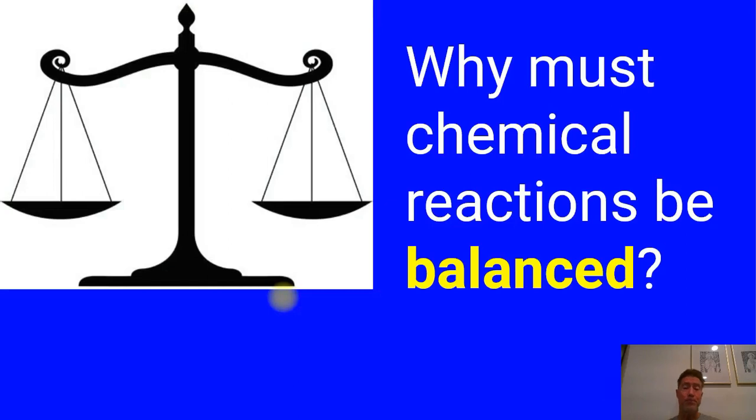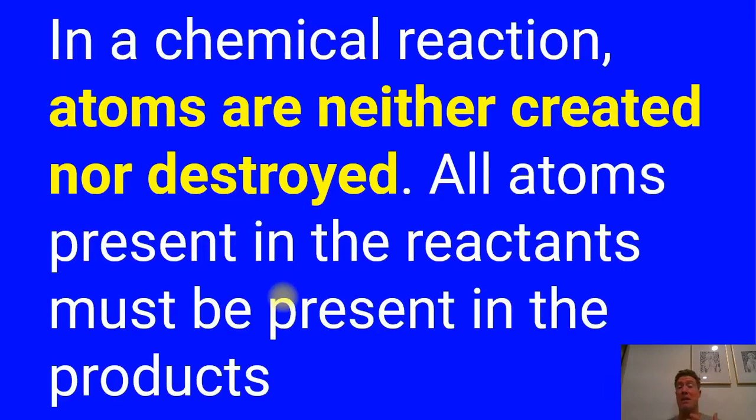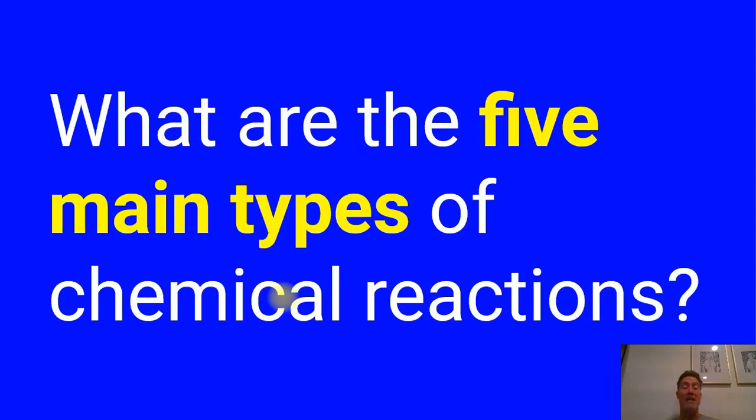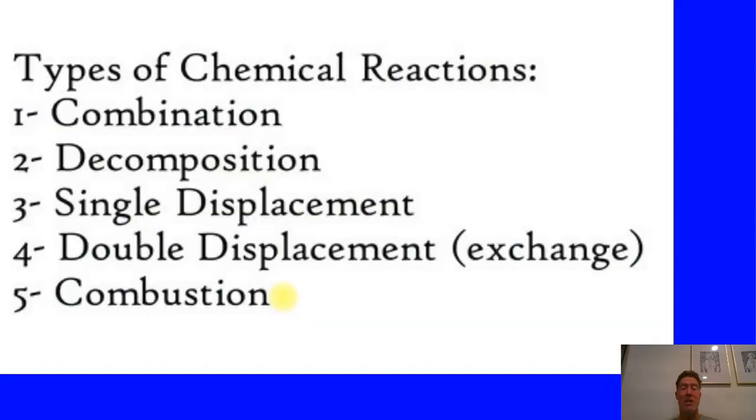Okay, so let's sum it up. Why must chemical reactions be balanced? Well, because in a chemical reaction, atoms can't be created or destroyed. The law of conservation of mass says that all the atoms present on the reactant side must also be present on the product side. What are the 5 main types of chemical reactions? Combination, A plus B equals AB. Decomposition, AB breaks down into A plus B. Single displacement, one metal kicks out another metal from an ionic compound, sending that other metal to go home alone. Double displacement, the cations exchange places.